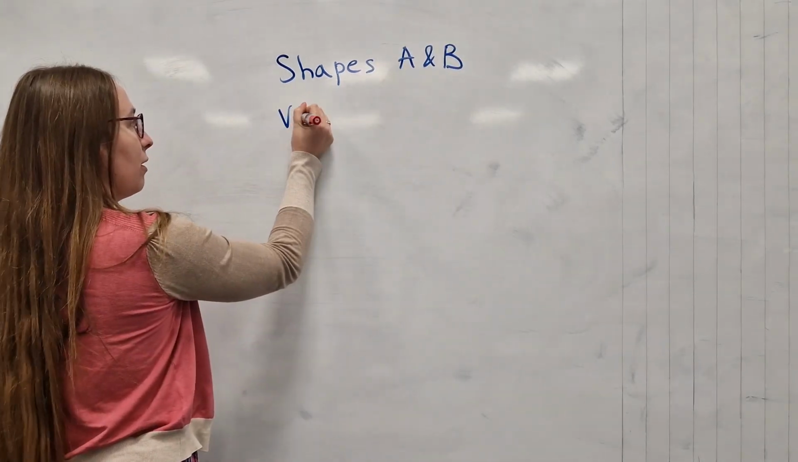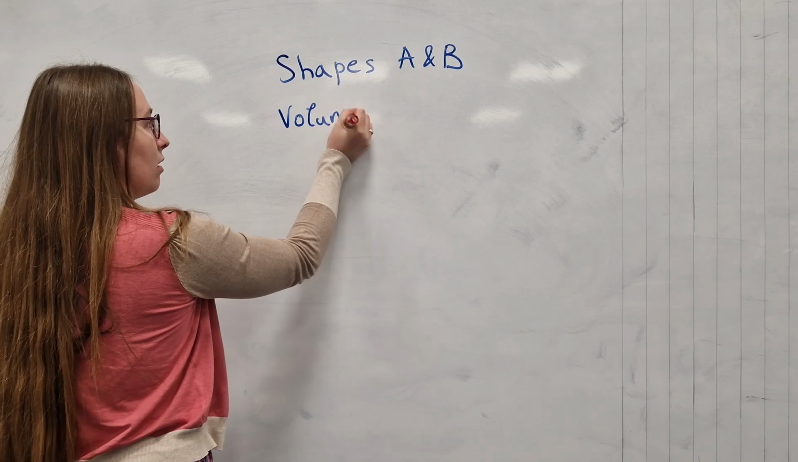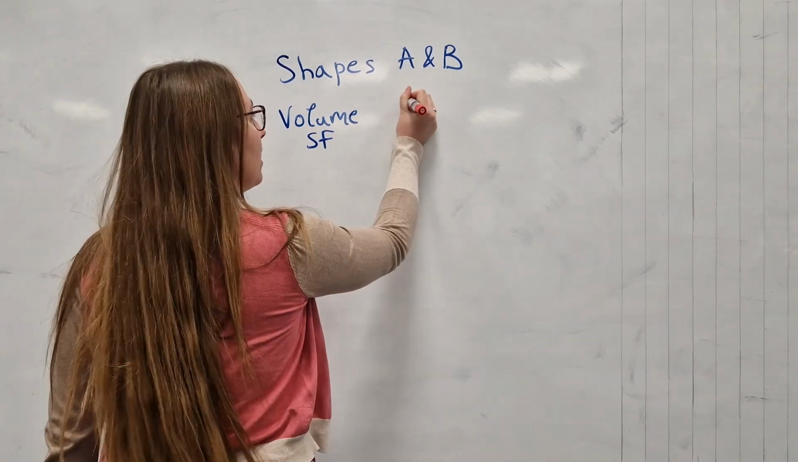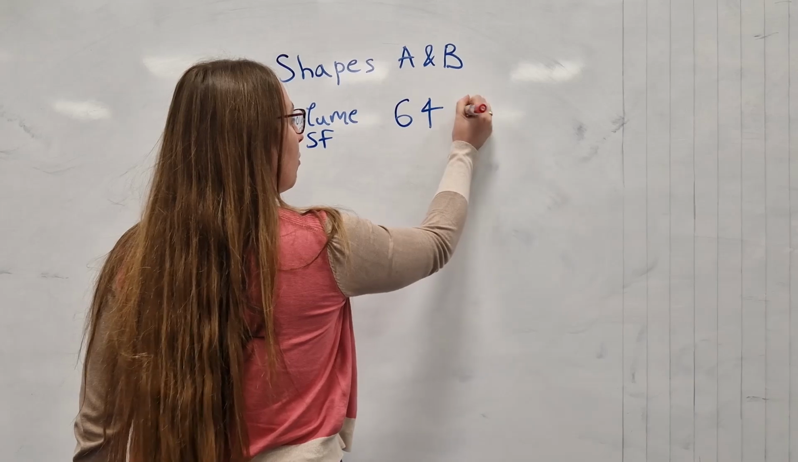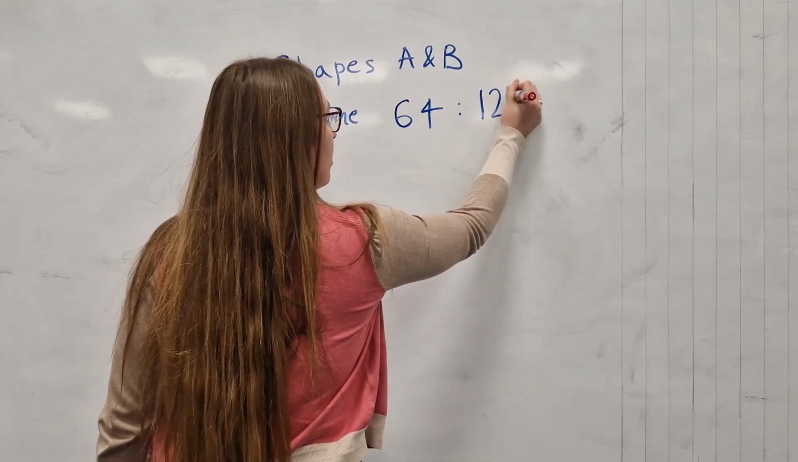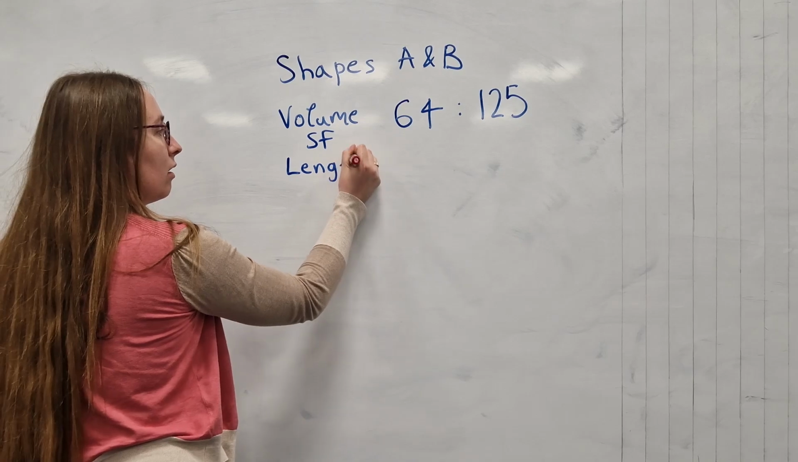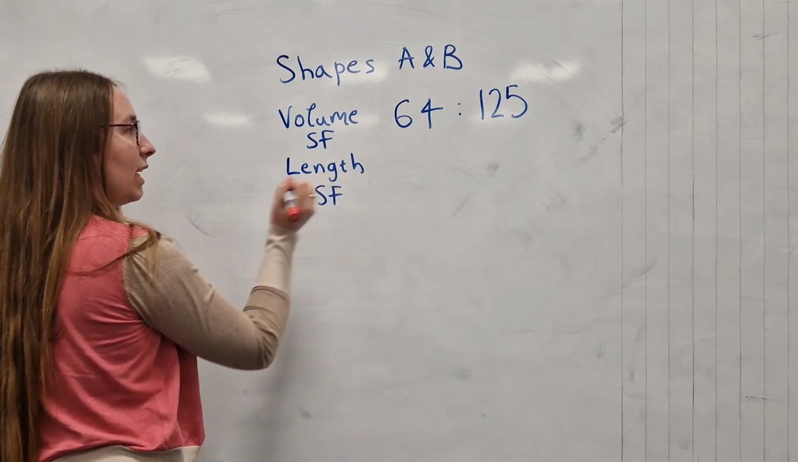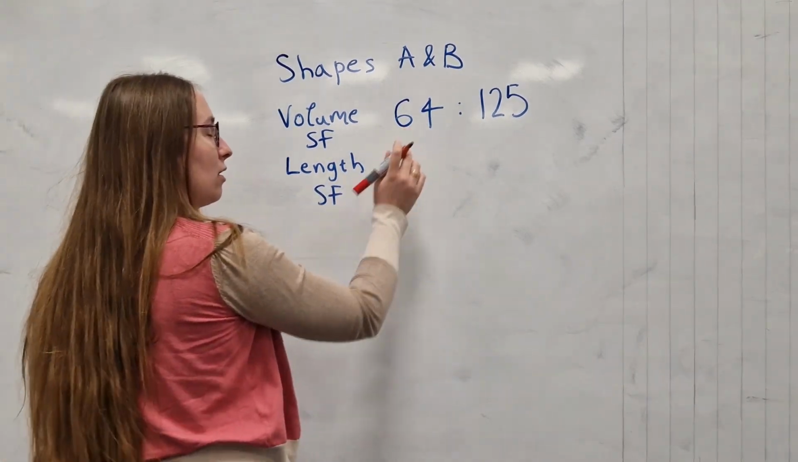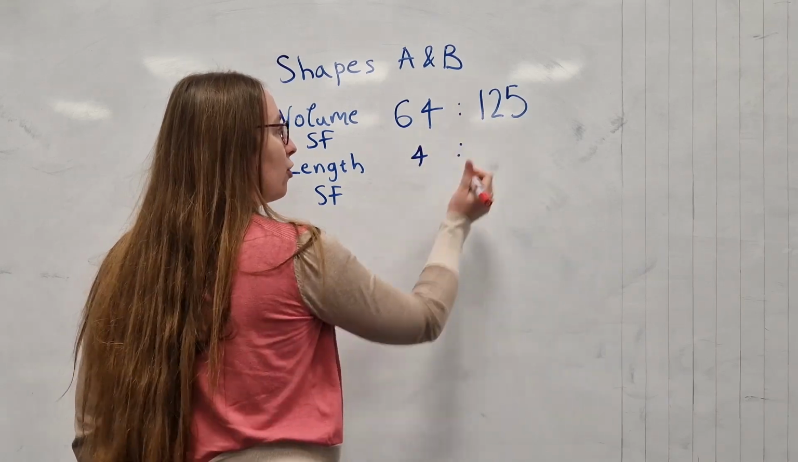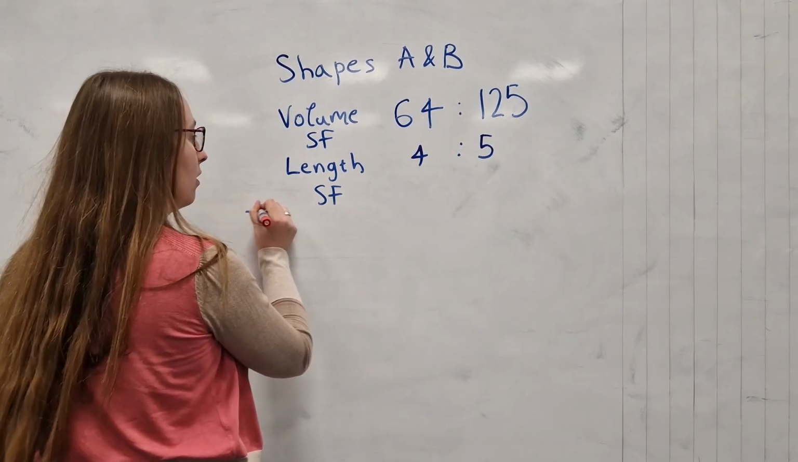So we can write the volume scale factor as a ratio. So volume scale factor we know is 64 to 125. So therefore we can work out the length scale factor. And we do this by taking the cube root of both values. So the cube root of 64 is 4, and then the cube root of 125 is 5.